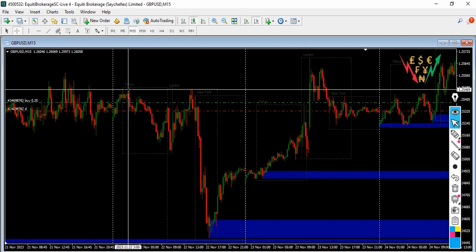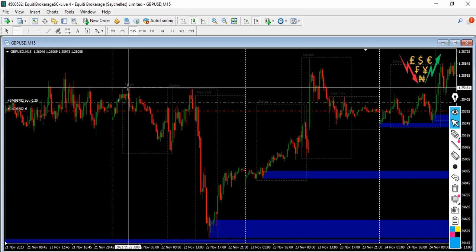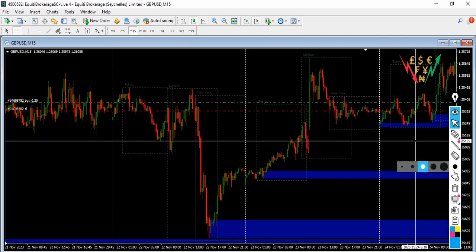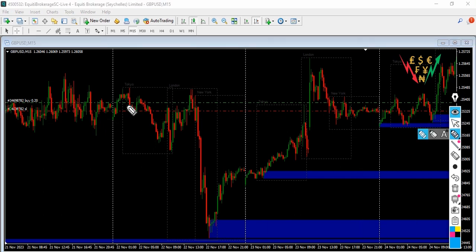So guys, if we look at this market, we can see here that during the Tokyo session, all we had was price making a move to the downside. Okay, so what do I want to look at here, guys? What do I want to trade? Okay, price here made a downtrend, and then price also went up.